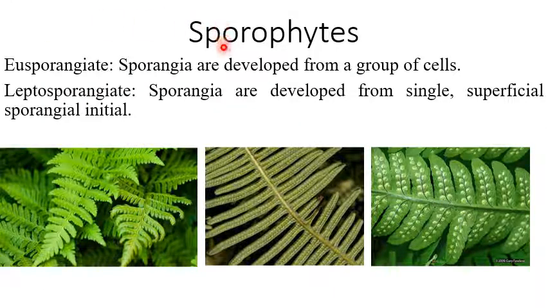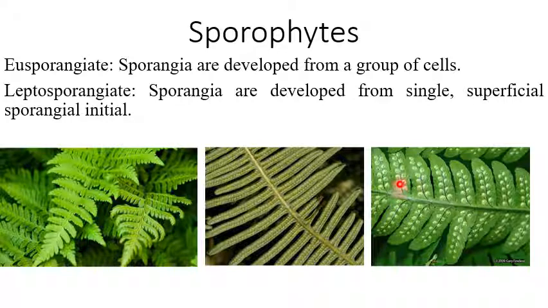Here you can see two different types of sporophytes. One is eusporangiate, and another is called leptosporangiate. Now what is eusporangiate? When sporangia are developed from a group of different cells. Here you can see sporangia. If you look at the back side of this leaf, there are sporangia.